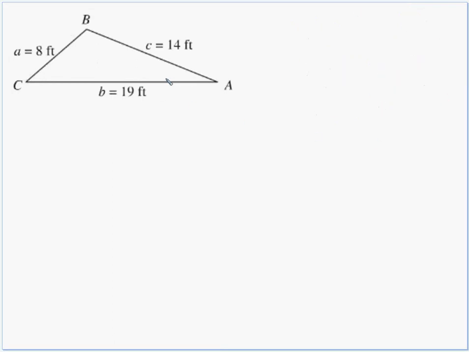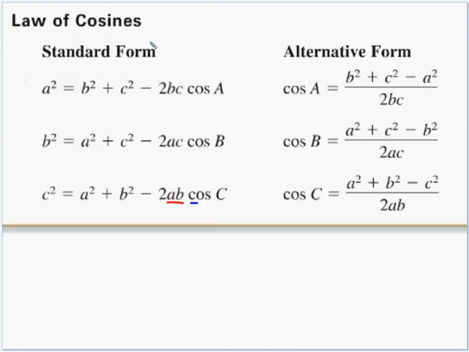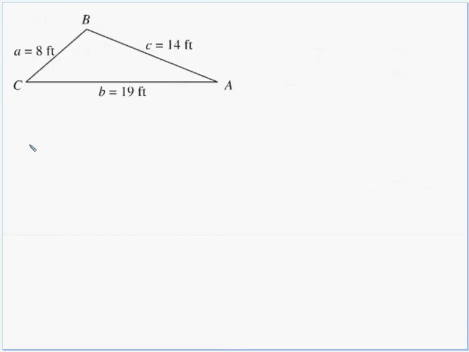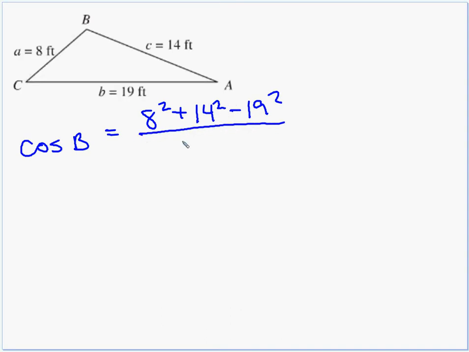So we're going to do the law of cosines. We'll set up the alternate form. Since we want to find angle B, we're going to use this form here, cos of B. And that'll be the cos of angle B is equal to a squared plus c squared minus b squared. And then our denominator will be 2 times a times c.